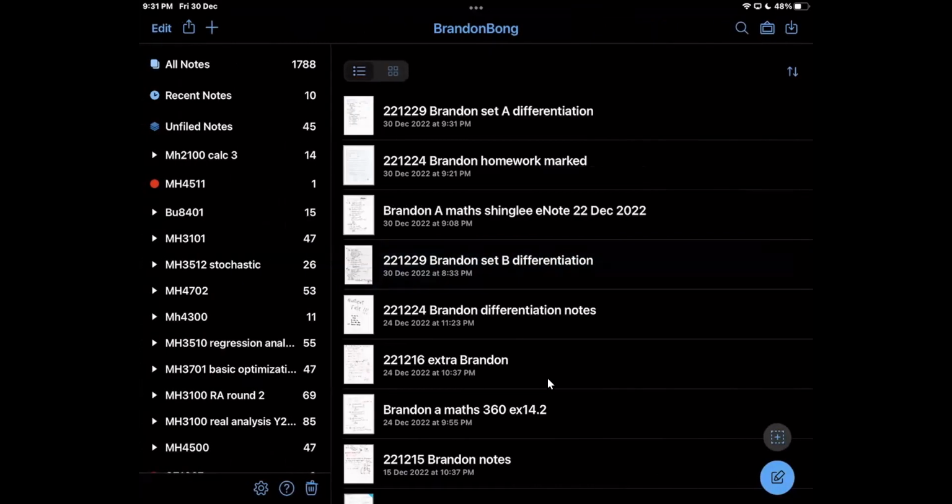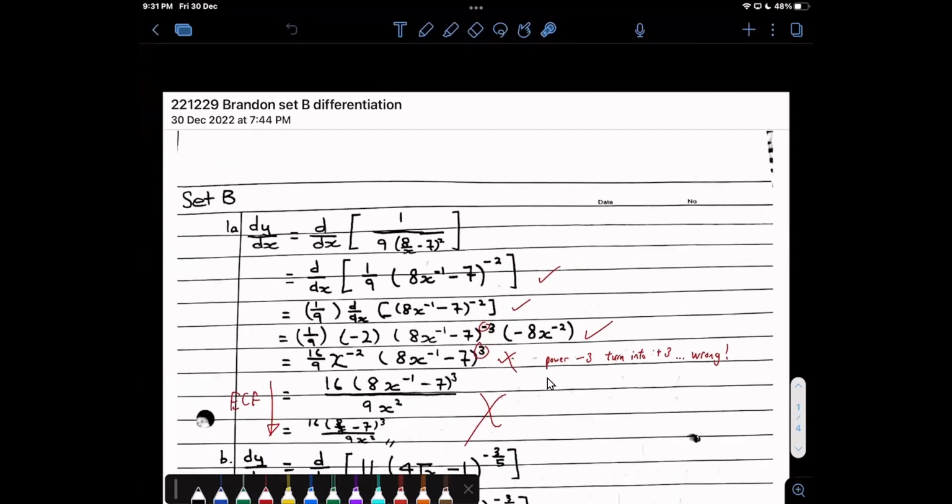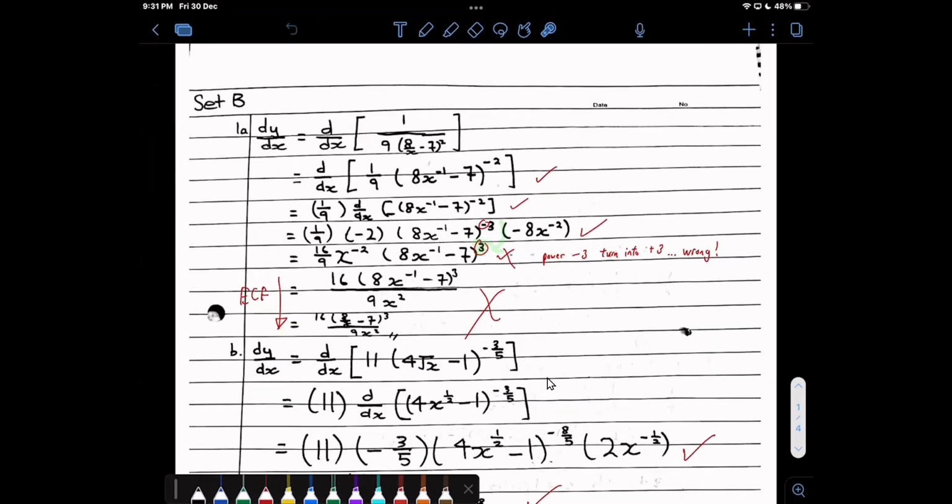Good. Set B, let's go. So, set B, something wrong. I don't know what happened here. Can you see? -3 suddenly becomes +3. Why? Did I miss something?